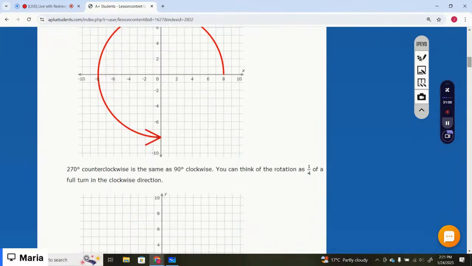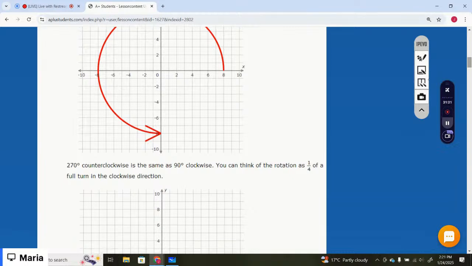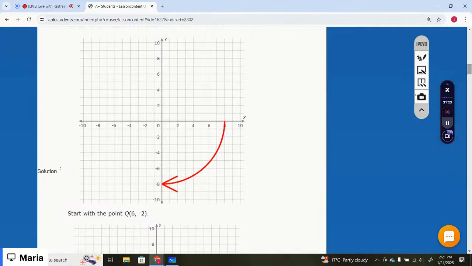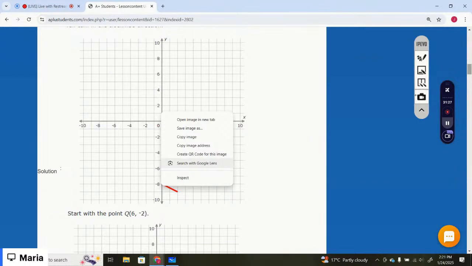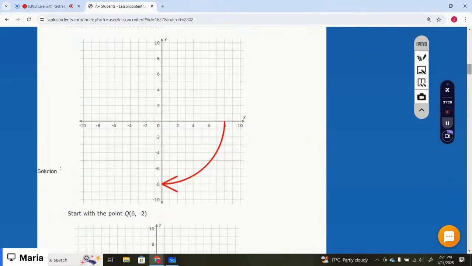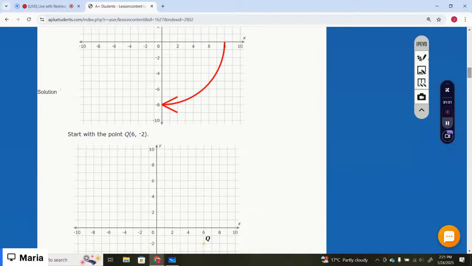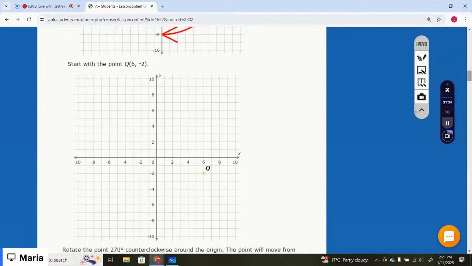So 270-degree clockwise is the same as 90-degree counterclockwise. 270-degree counterclockwise is the same as 90-degree clockwise. So you can think of rotation as 1/4 of a full turn. The 1/4 of the full turn, if you start from here, would end here. So start with the point 6 and -2.